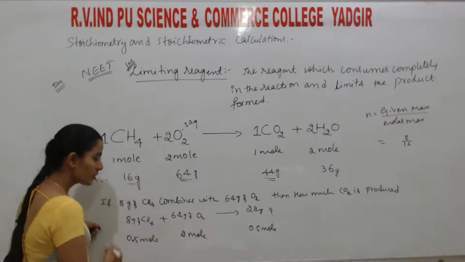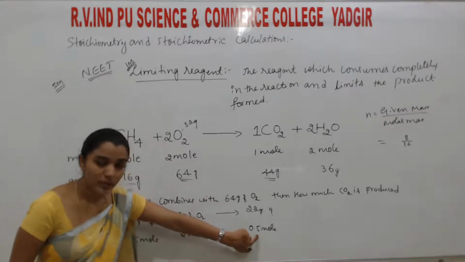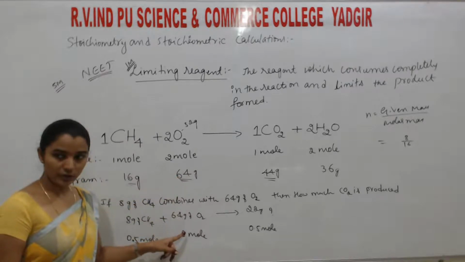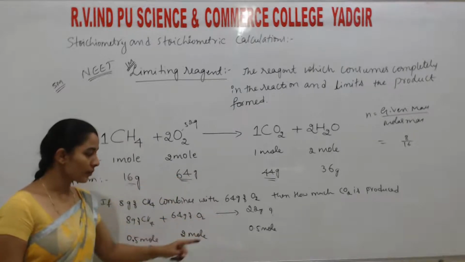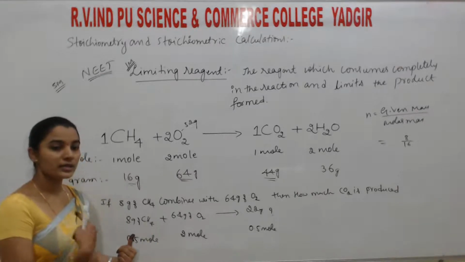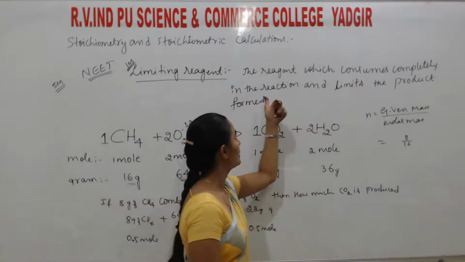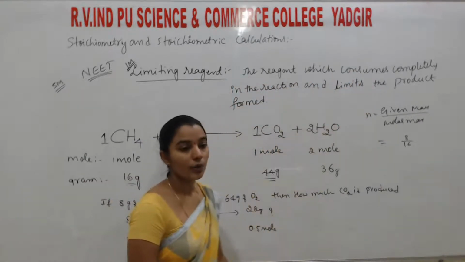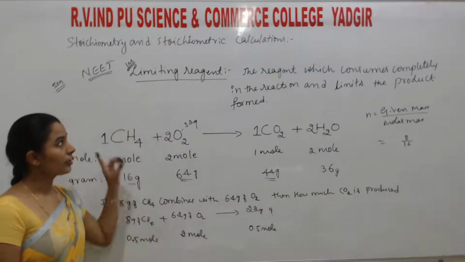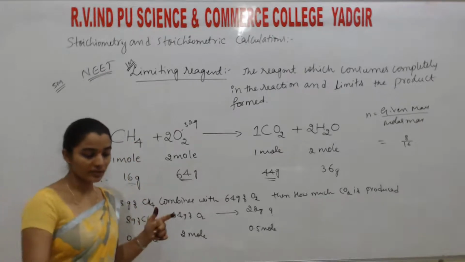So the species which combines completely in the reaction, is consumed in the reaction and limits the product formed. Compare here, 64 is there, yet the product formed is with respect to this CH4. So in this problem, CH4 is the limiting reagent, as I said: the reagent which is consumed completely in the reaction and limits the product formed. So this is all about stoichiometry and stoichiometric calculation. Based on this, I'll do one problem.